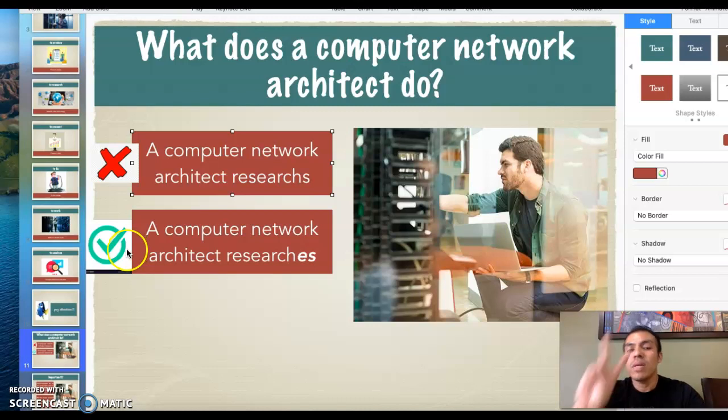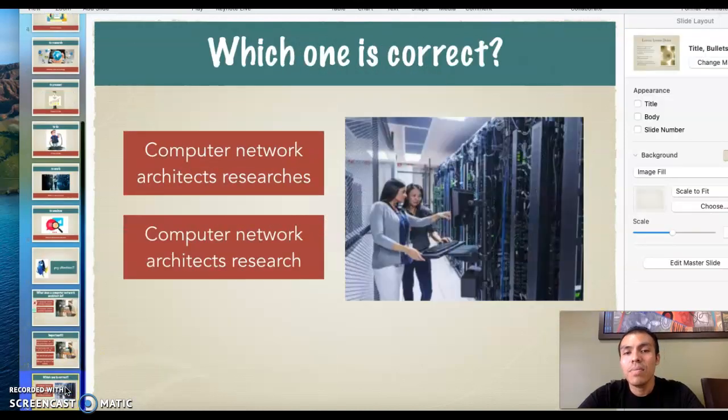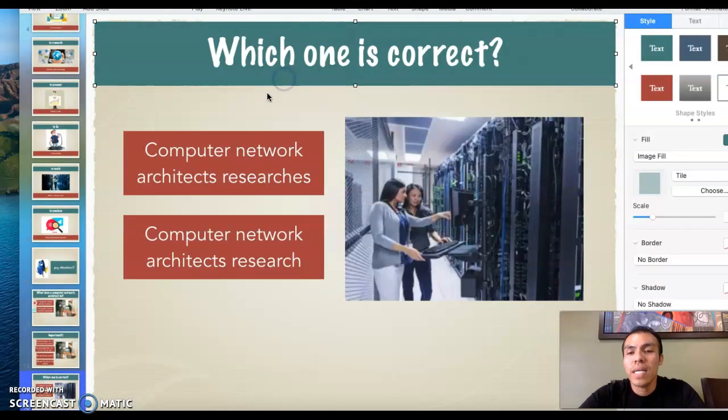So the number 2 is correct because the verb ends with the letters ch. The sentence is in simple present. And number 3, the subject is singular, a computer network architect. So the number 2 is correct. The number 1 is incorrect. Now, which one is correct?